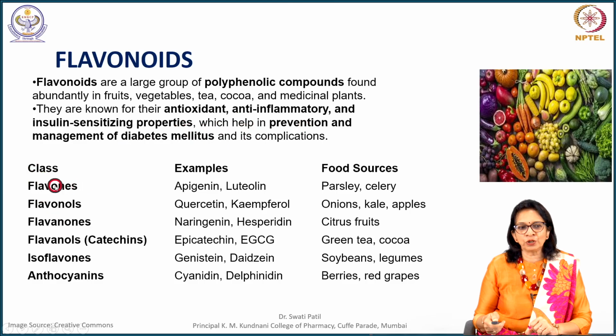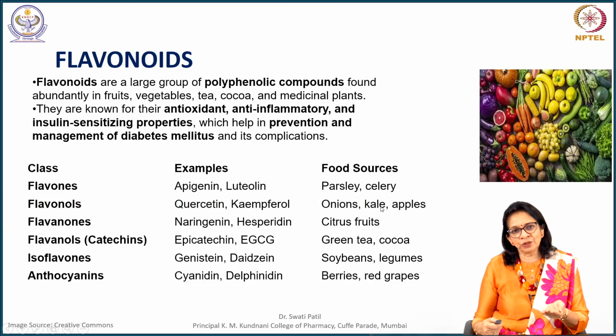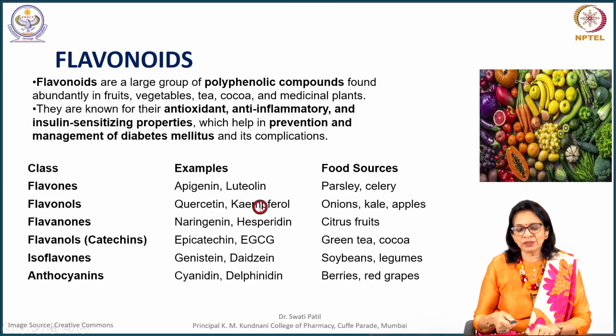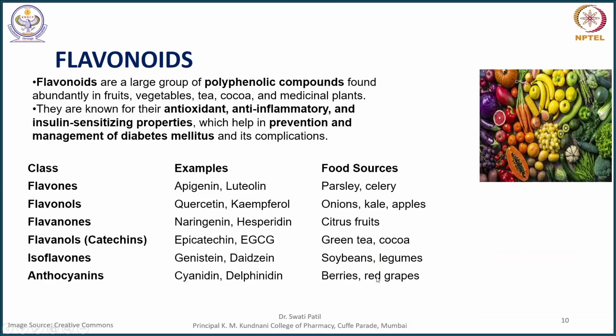Different classes of flavonoids include the flavones, for example apigenin and luteolin, which are found in parsley and celery. Flavonols, which are quercetin and kaempferol, are found in onions, kale and apples. So, just include a lot of onions in your daily food, this will act as a nutraceutical. Flavanones, examples are naringin and hesperidin. Consume a lot of citrus fruits. Flavanols include epicatechin, in green tea and cocoa, and isoflavones, genistein and daidzein, in soybeans and legumes. Anthocyanins are in berries and red grapes, but these food sources also come with a quantity of sugar. So, one needs to balance the diet properly in the right quantities.